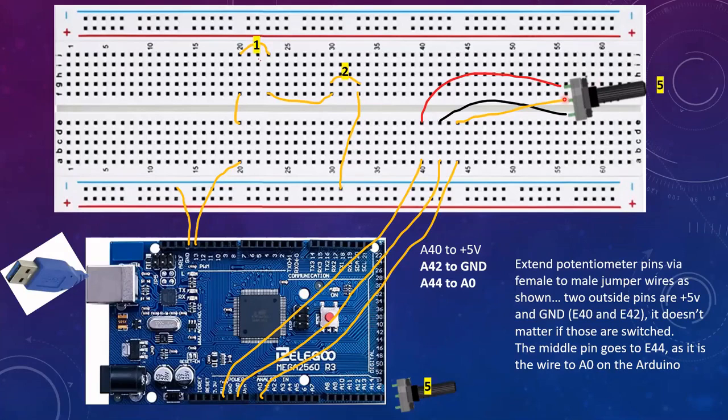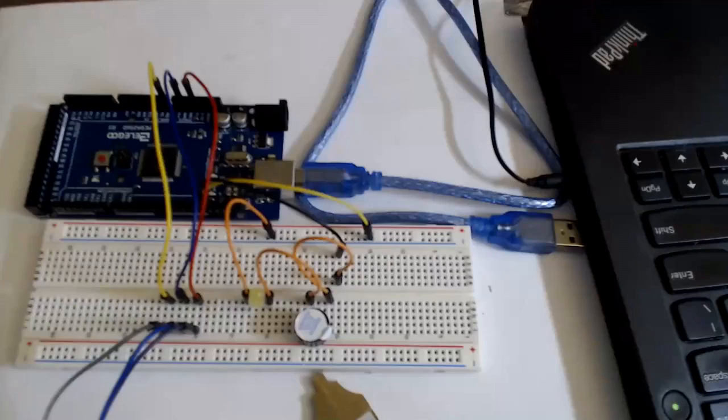And then the yellow, the middle pin, is going to end up traveling through, I think this is column 44. We're going to attach column 44 to A0 for the 0th analog input. And so it should look a little bit like, let me get my other camera going. Here we go. So it should look a little something like this.